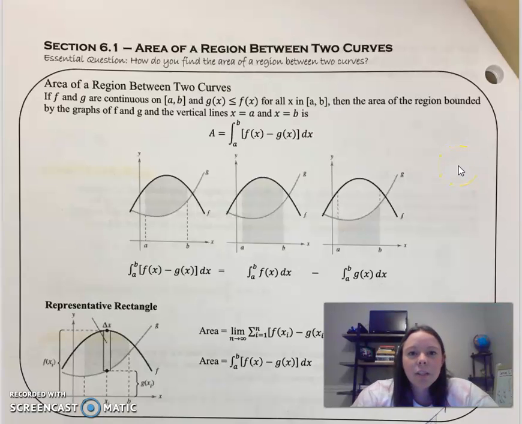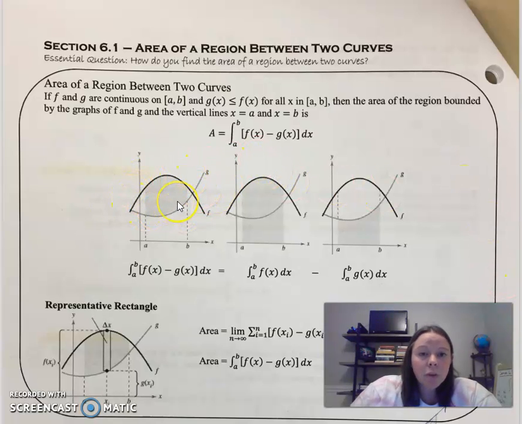Hello, this is section 6.1 for Calc AB, and today we'll be talking about the area of a region between two curves. So the whole idea is now you're working with two different functions, and I want the area between those two functions. Sometimes they'll set the bounds for you. Other times you'll use the intersection of the two curves, so it just depends on the problem.